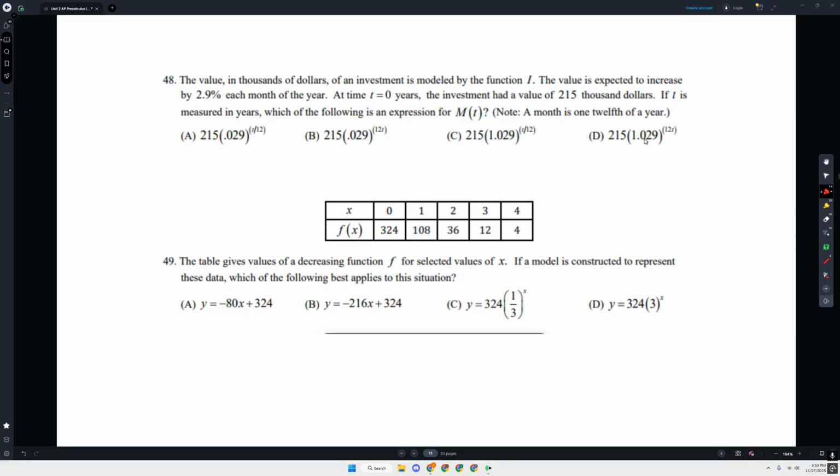For 48, it is a similar property, and it says a month is a 12th of a year. You're saying a month is equal to 1/12 of a year, so that means 12 months is equal to a year. And it says that it's increasing by 2.9% each month. So because of that, we're not going to use the division ones, because that means you'd be doing it every year. And then from there, it says it's increasing by 1.29. So this would be decreasing, so it would be D.